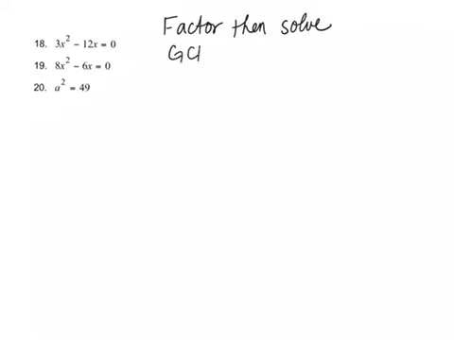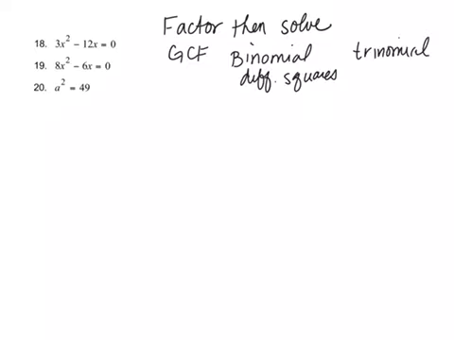Look for a GCF first, and if it's a binomial, factor that out. Look for a difference of squares. If it's a trinomial and it's just x squared, we use the big X. And if it has an ax squared, we use guess and check.